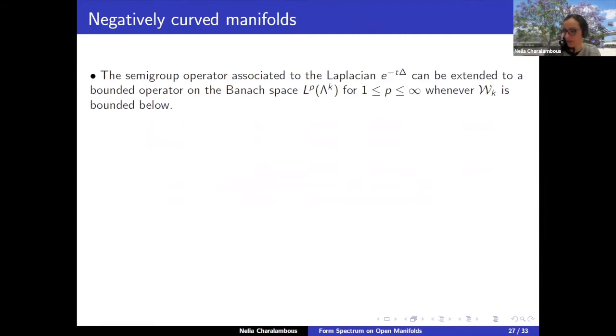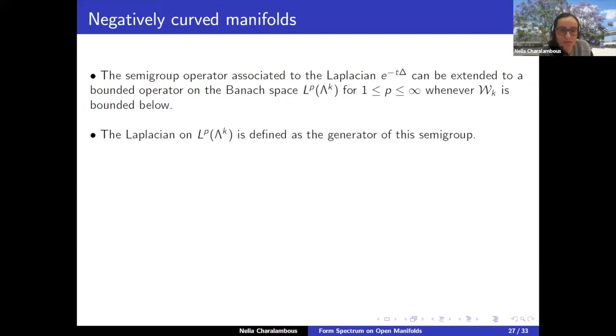I'm going to end with negatively curved manifolds. I'm only going to take 5 minutes. I already gave you an introduction of what the Laplacian on LP is for P other than 2. As I said, it is the generator of the extension of our semigroup to LP, which can happen whenever the curvature tensor on forms is bounded below.